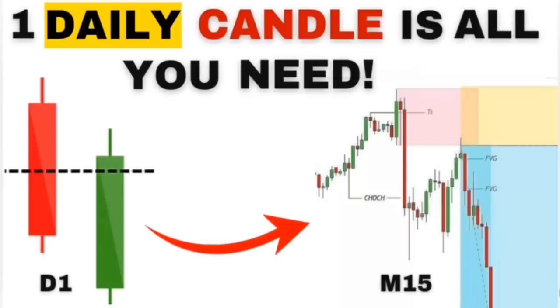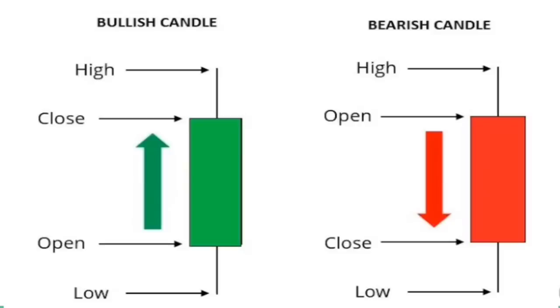Don't fail to view this video from beginning to end, because this video is one video that will transform your entire trading career forever. All right, so for a daily candle, you need to understand how candlesticks work. This is a bullish candle, and for a bullish candle, you see the arrow here shows that it is buying. This is a D1 candle, daily candle, for bullish.